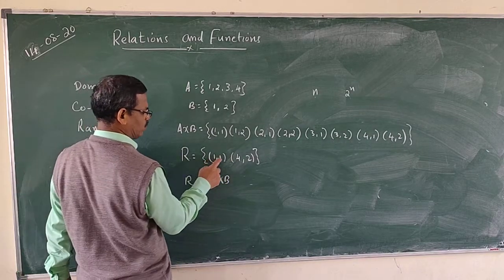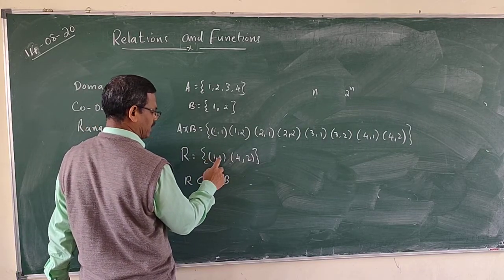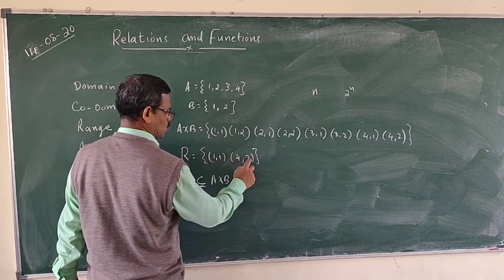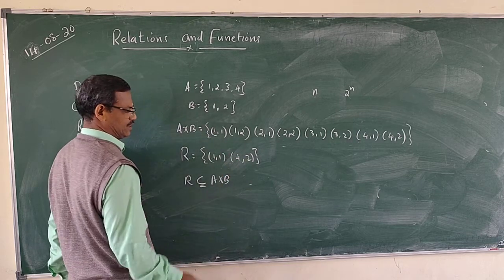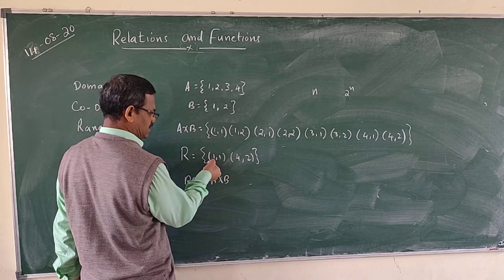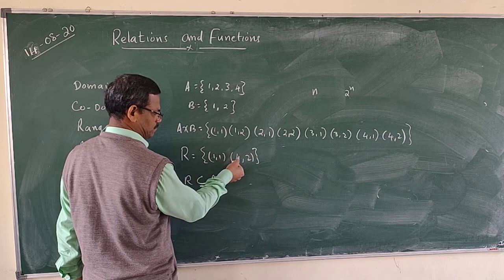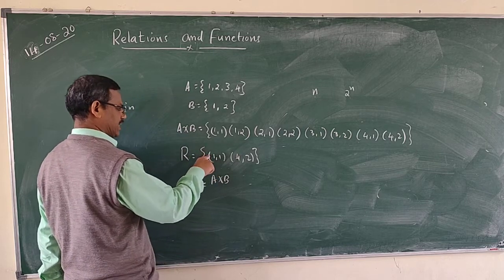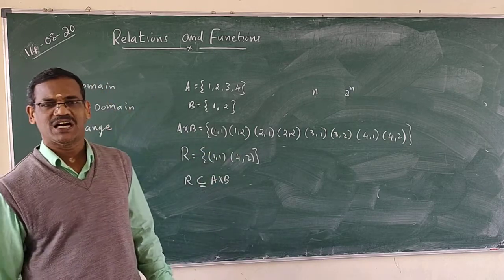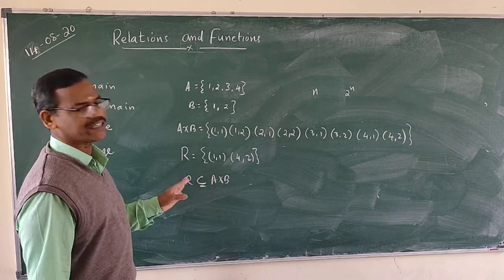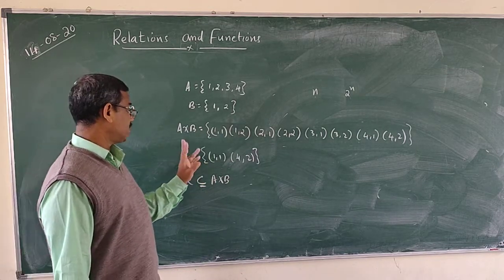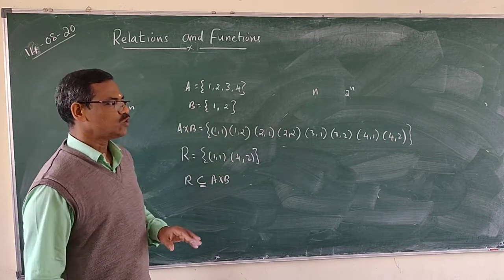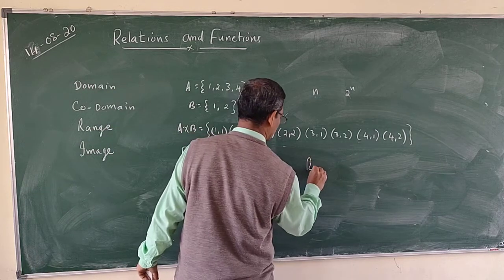Now one element is (1, 1). What type of relation or connection is between these two elements? If I say that the first is the square of the second, then here the first element and second element are related in such a way that the first element is the square of the second element. Here also the same thing. So here the relation is 'square of'.